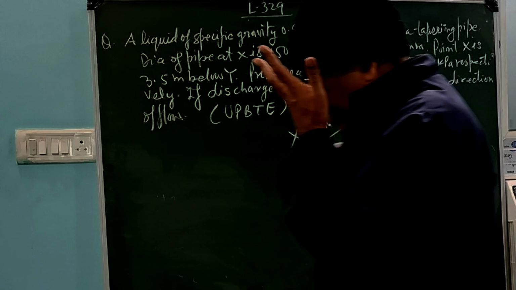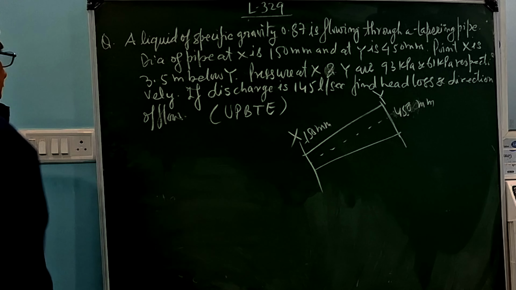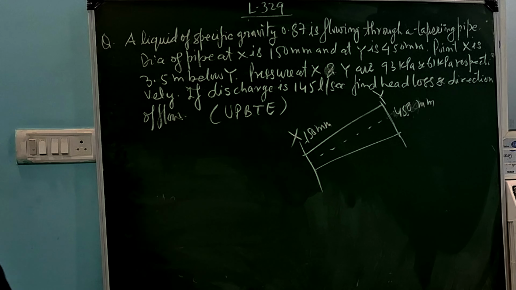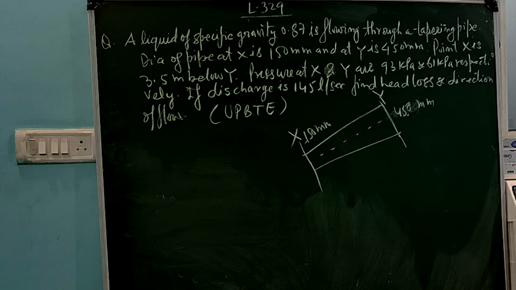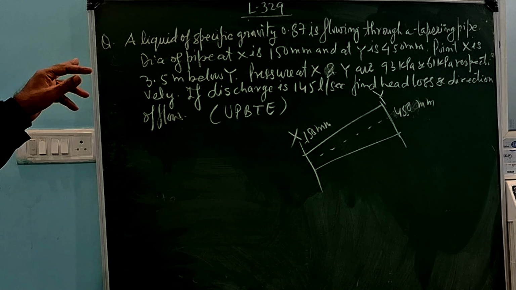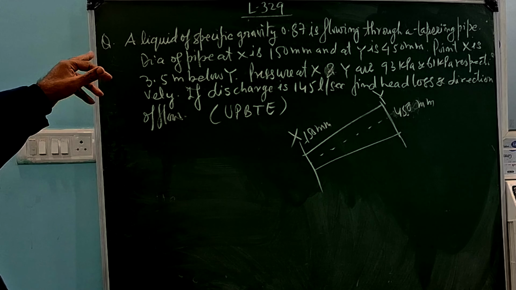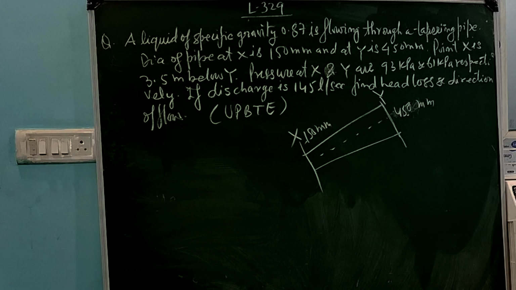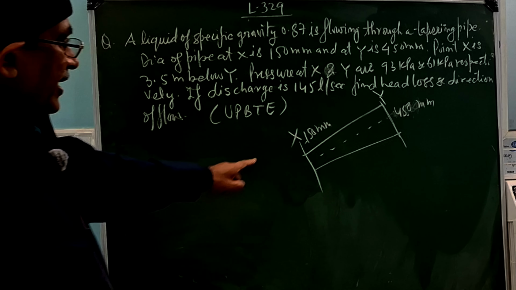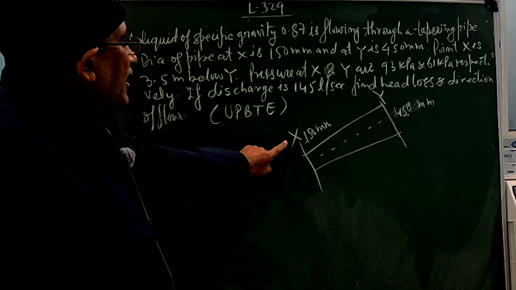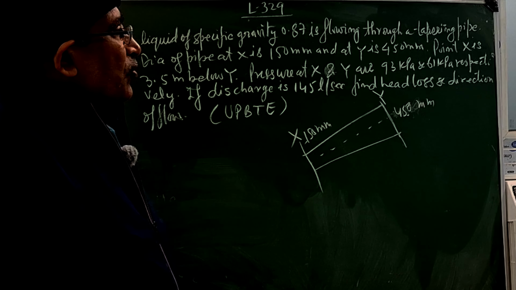इस लेक्चर में एक यूपीबीटी का क्वेश्चन लेके हम आए हैं जो बर्नौली थ्योरम्स पर आधारित है। जैसे आप यहाँ देखोगे, a liquid of specific gravity 0.87 is flowing through a tapering pipe. टेपर्ड पाइप है। Diameter of pipe at x is 150 mm and at y is 450 mm.